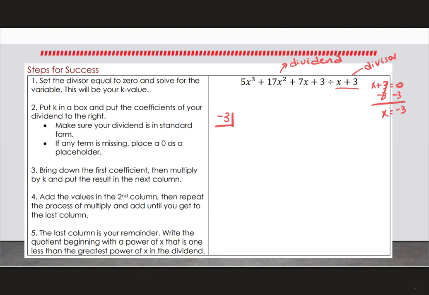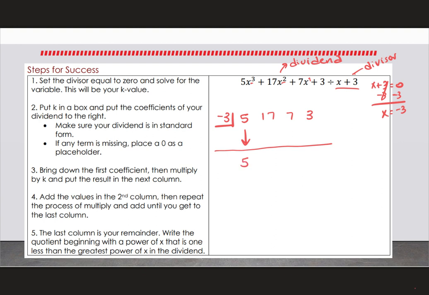Then we're going to make sure our dividend is in standard form. So that means that whatever exponent I start with, I have a 3, then I have a 2, then I have a 1, and then I have 0. So once it's in standard form, we write out the coefficients in order next to the number that we just put in the box. And then we're going to skip down a little bit and we're going to put a line. Then we're going to bring down the first coefficient, which is 5.